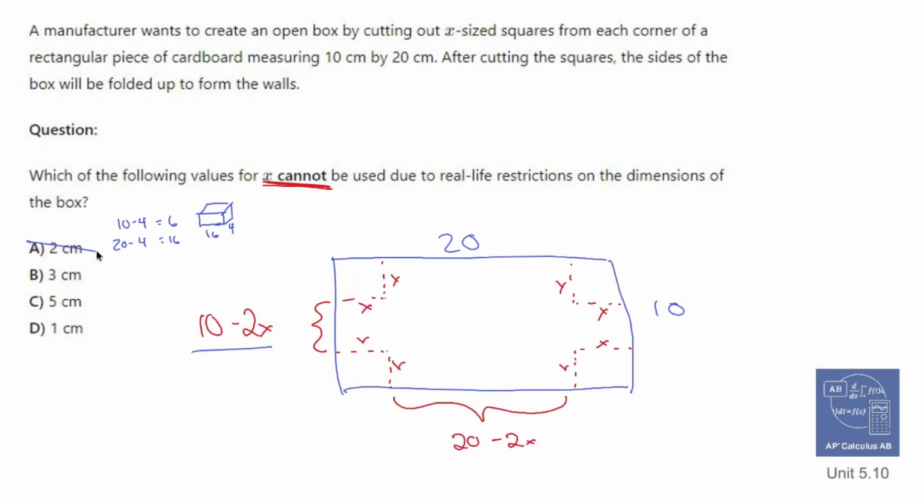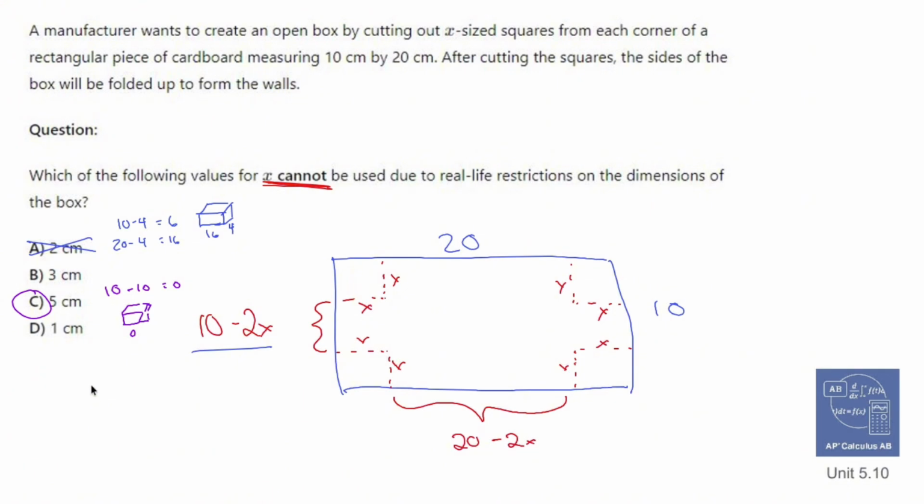But then common sense takes over and says, well, wait a minute. Why don't I pick this 5? Because if I decide to cut out 5-sized X's, then this is going to be 10 minus 2 times 5, which is 0. So that means I'm going to have a box, boy, am I awful at drawing these. I'm going to have a box with a length of 0.